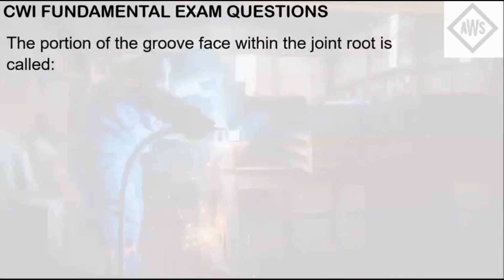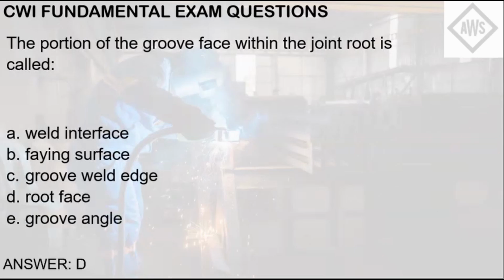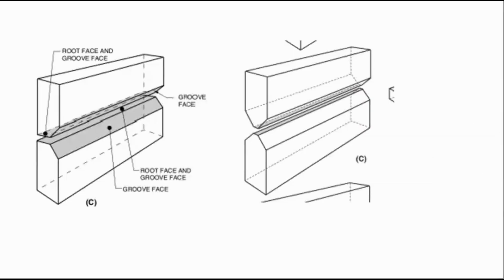So the portion of the groove face within the joint root is called: letter A, weld interface; letter B, faying surface; letter C, groove weld edge; letter D, root face; letter E, groove angle. So the joint root here is the shaded part of this figure right here. This is where the root face is, right here, and the groove face. So this entire shaded portion is the joint root right there.